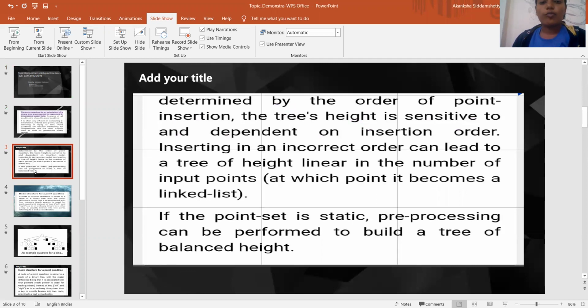Determined by the order of point insertion, the tree's height is sensitive to and dependent on insertion order. Inserting in an incorrect order can lead to a tree of height linear in the number of input points, at which point it becomes a linked list. If the point set is static, preprocessing can be performed to build a tree of balanced height.